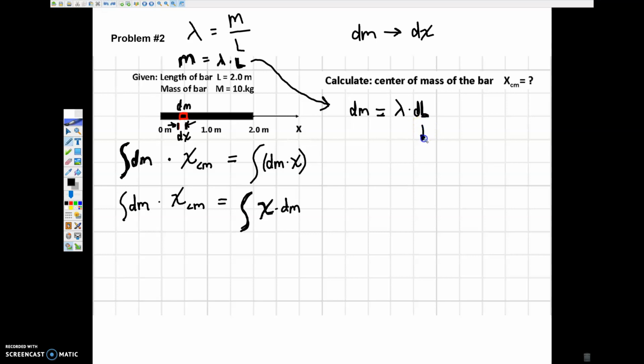So I could rewrite this: a little tiny change in the mass, a little increment of mass, is equal to lambda times a little tiny change in x, dx. So this is the substitution I'm going to use to transform these integrals down below. So instead of adding up all of the dm's, I'm going to add up all of the lambda times dx's.